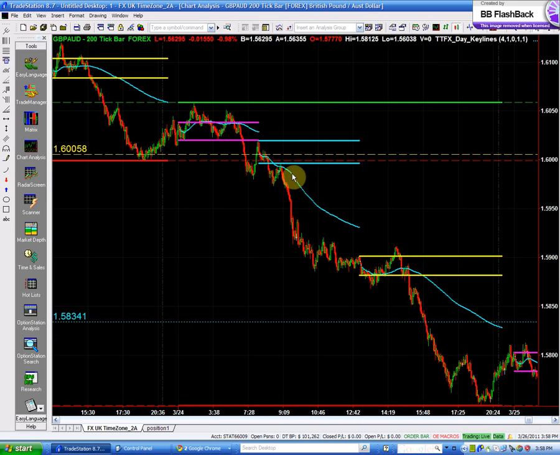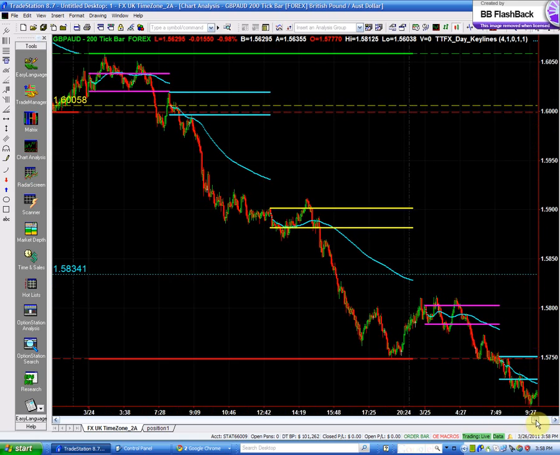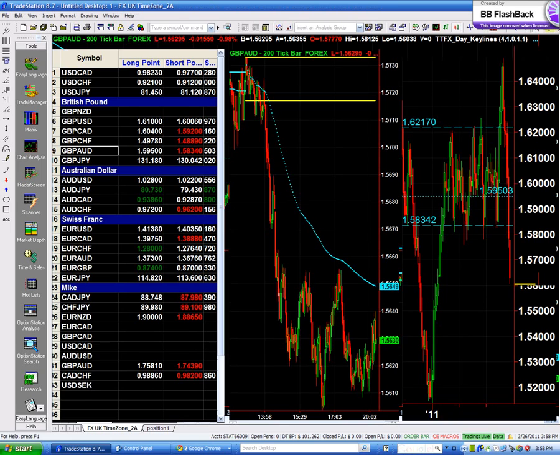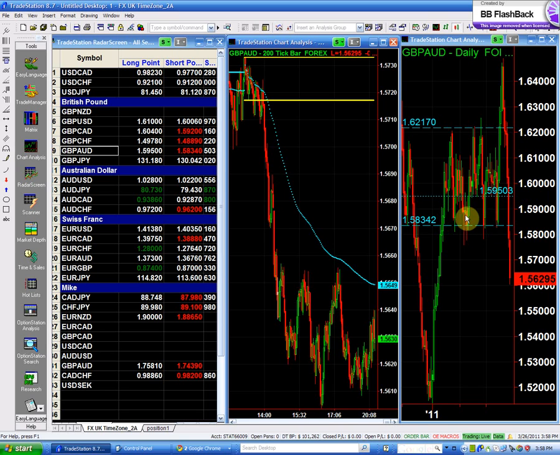So taking it from London all the way down, this thing has just been capitulating all the way through. So with this, we really don't have any buy signal on the pound Aussie. It has capitulated below a major structure point, which is the 158.34.